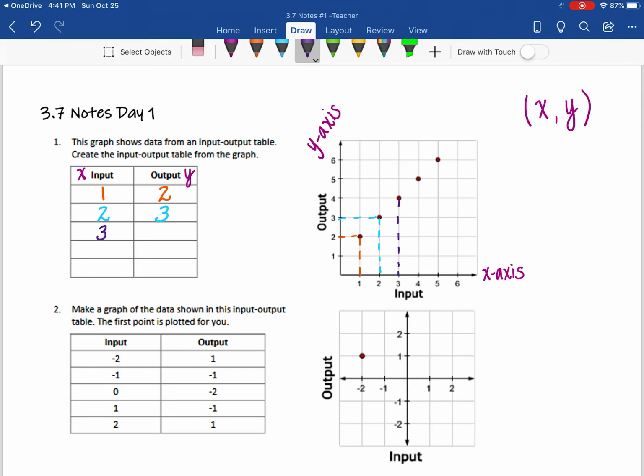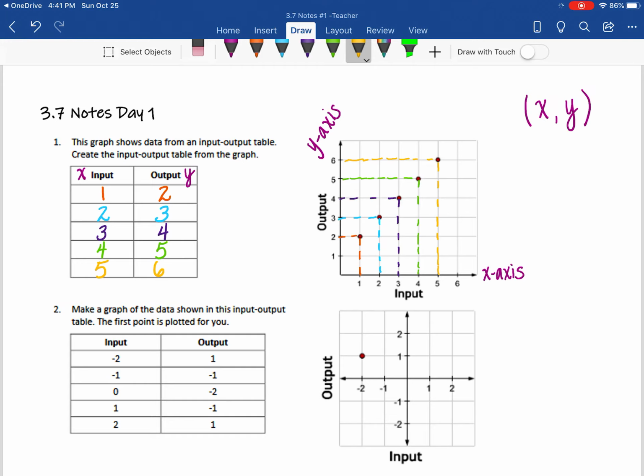Input is 3. Output is 4. Input is 4. Output is 5. And my last point, input is 5. Output is 6. Okay, so that's really all that you're being asked to do for that first problem. And you might recognize that that first problem was from your opener.